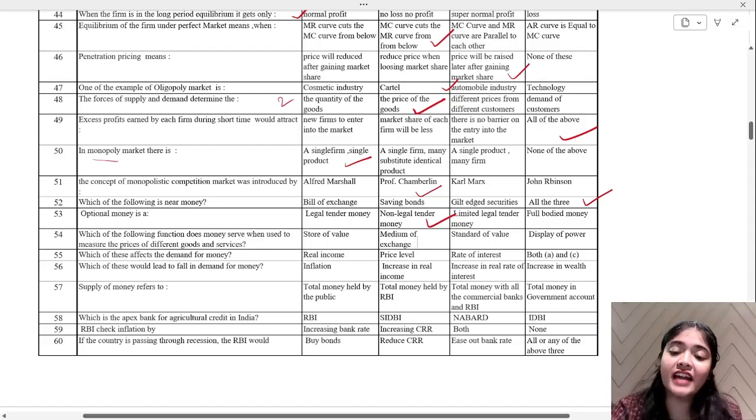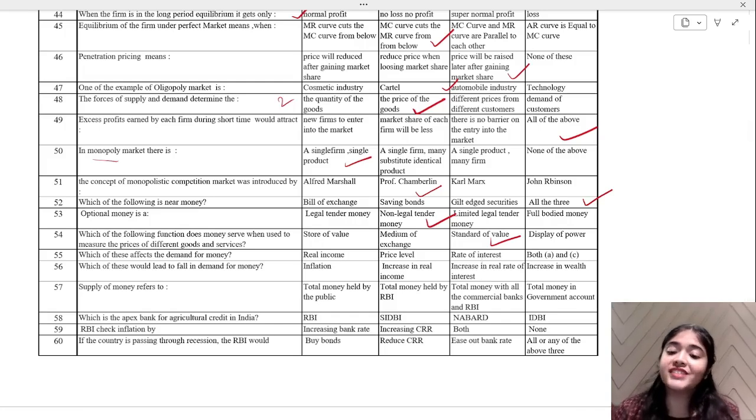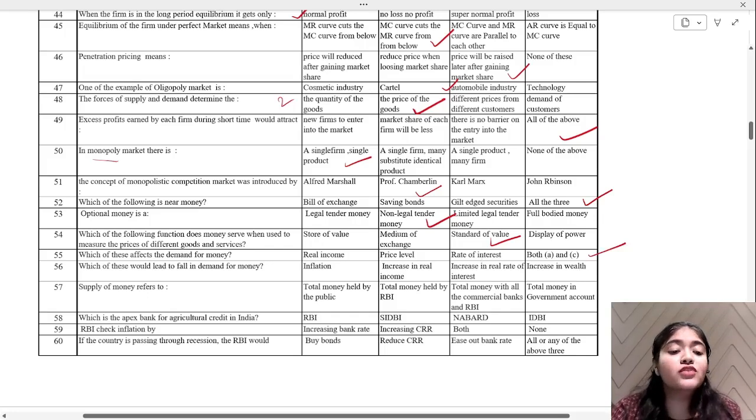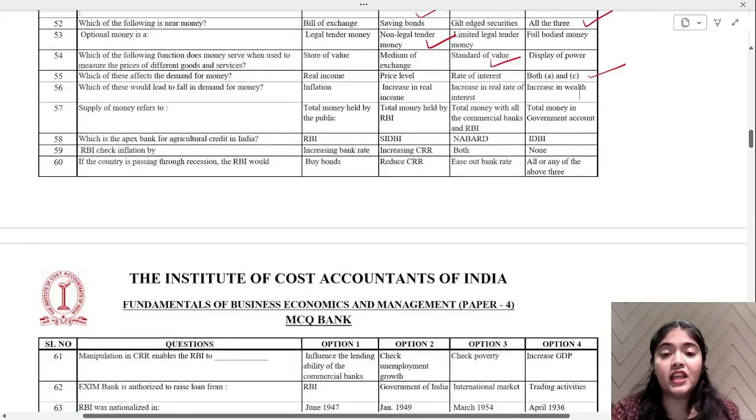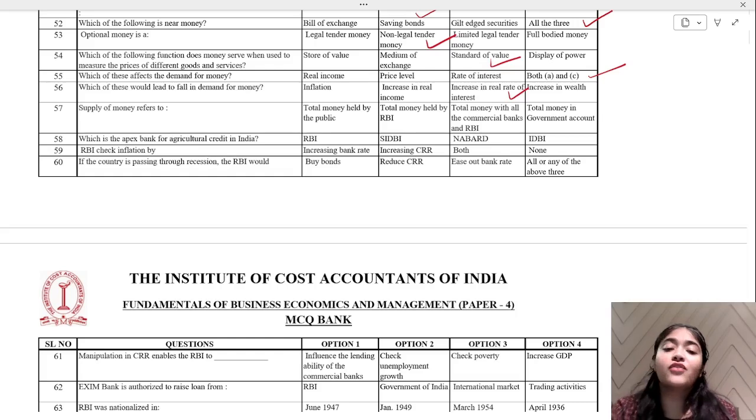That's correct. Standard of value. Right? Which of these affects the demand for money? Real income, price level, rate of interest, both A and C. Yes, real income also affects, rate of interest also affects demand for money, right? Which of these would lead to a fall in demand for money? Inflation, increase in real income, increase in real rate of interest, or increase in wealth? That's correct. Increase in real rate of interest.